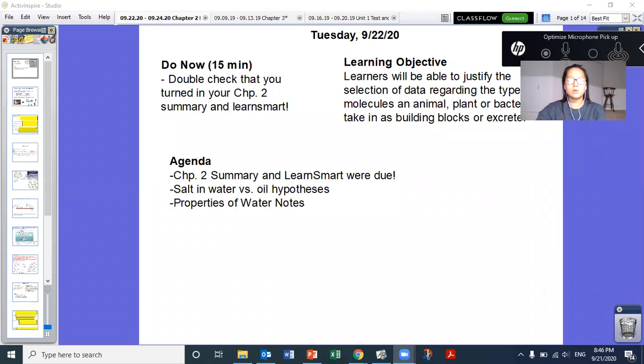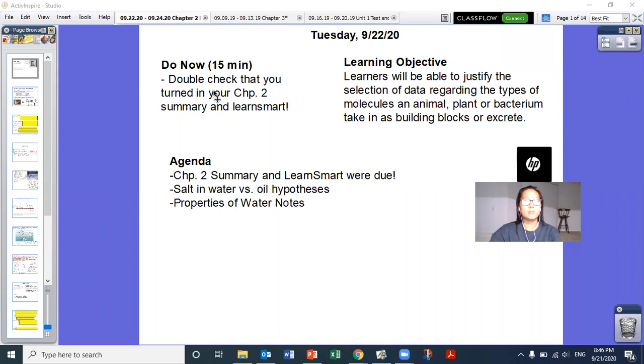All right, so this week we're going to finish up chapter 2, and starting off, we're going to do the properties of water. So, as you can see, make sure that you had finished your chapter 2 summary and Learn Smart and then submitted them so that you can get grades for them. And then today we are going to cover the salt and water hypotheses that you guys actually were supposed to finish up on Friday. And then we're going to do property of water notes.